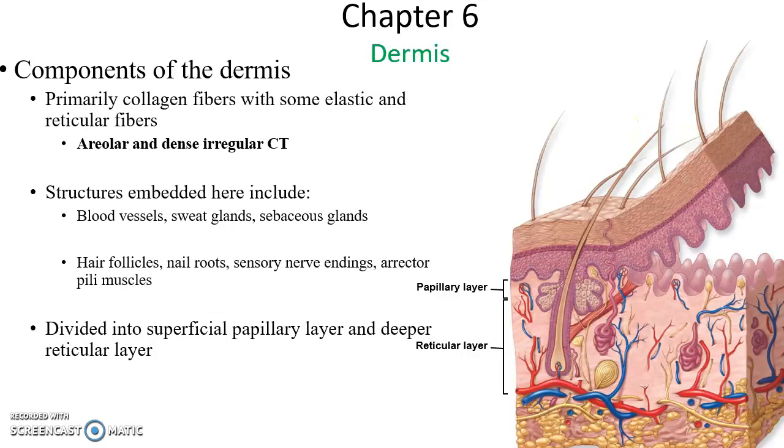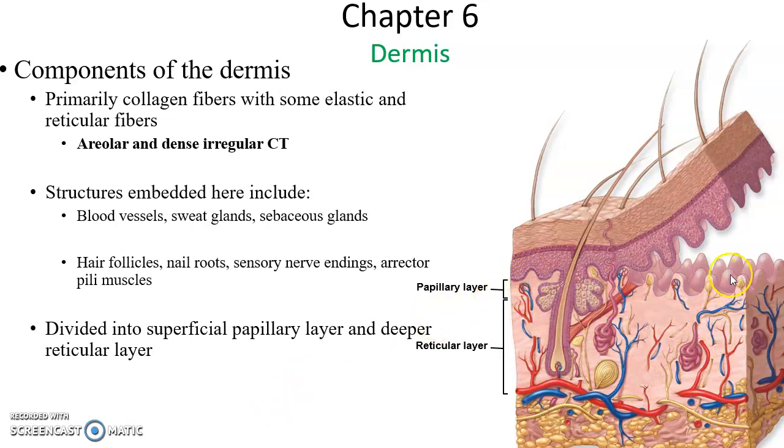All right, moving on to the dermis. Dermis is composed primarily of areolar and dense irregular connective tissue. It has lots and lots of collagen fibers and some elastic and reticular fibers. Structures are embedded in the dermis: blood vessels, sweat glands, sebaceous glands, the hair follicles, nail roots, nerve endings, erector pili muscles, lots of things embedded in the dermis. They're important for skin function.